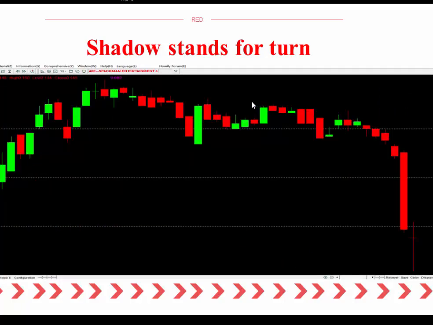So the upward shadow is longer than the downward shadow. So it tells us that maybe we should pay attention to the short-term retracement. Then we can see this candlestick. The upward shadow is longer than the downward shadow, so the price has some retracement. So we can see this one. This is the candlestick.